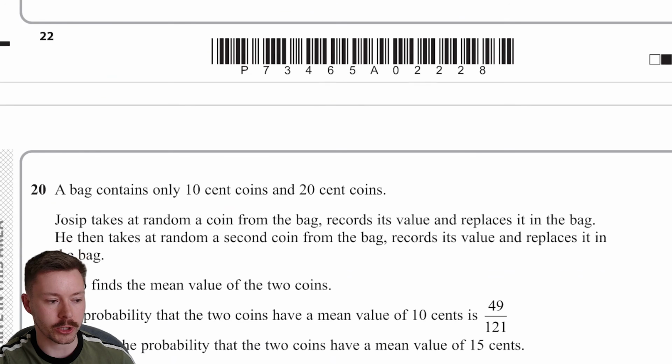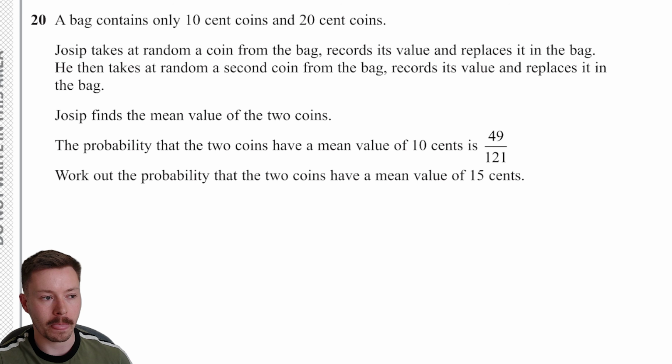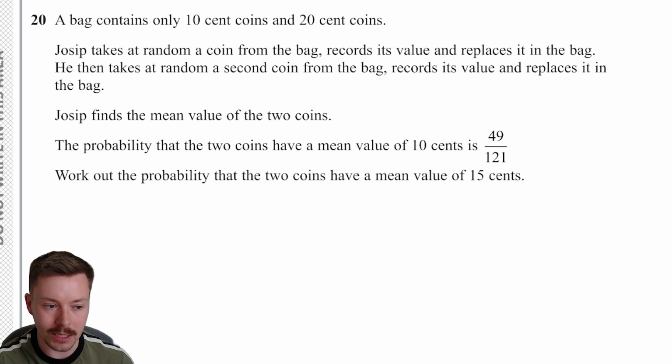Right, next question, 20. This is quite a nice probability question. So a bag contains only 10-cent coins and 20-cent coins. Josip takes at random a coin from the bag, records its value and replaces it in the bag. He then takes at random a second coin from the bag, records its value and replaces it in the bag. Josip finds the mean value of the two coins. The probability that the two coins have a mean value of 10 cents is 49 over 121. Work out the probability that the two coins have a mean value of 15 cents.